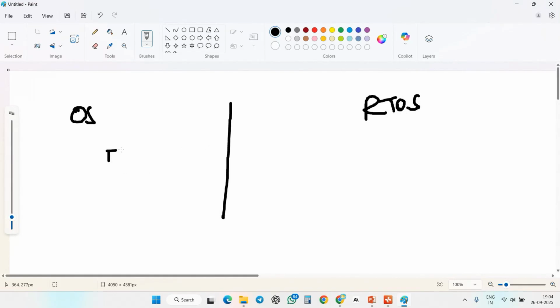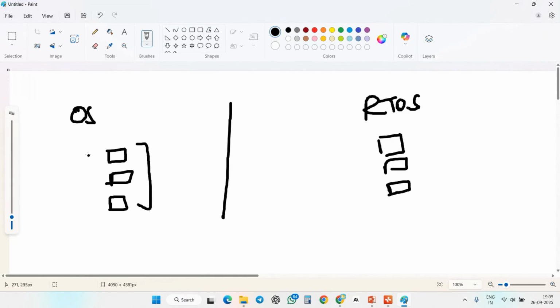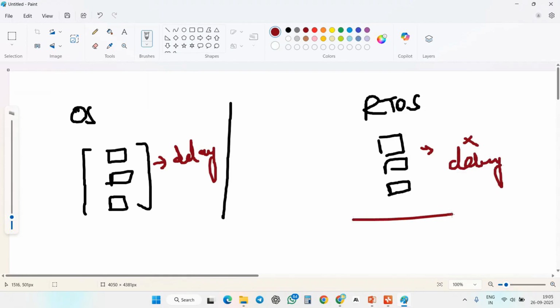Here you can process multiple tasks, and here also you can process multiple tasks. But the thing is, a normal operating system can rush to process the data and complete the task, but not exactly within the deadline time. It can make some delay. But if you look at the real-time operating system, there is no delay in it. It should complete within the specific deadline.